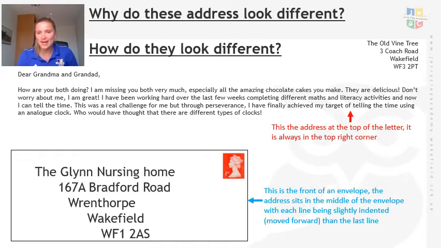So the top address is at the top right of the letter. So this is always the top right corner if you're actually writing the letter. Whereas the bottom address is on the front of an envelope, and it always sits in the middle of the envelope, and each line is slightly moved forward. So as you can see, every starting word on each line is slightly in front of the one above, so it's almost like a diagonal moving down. So that would be how we would write that.